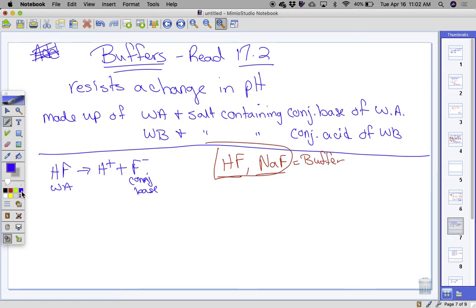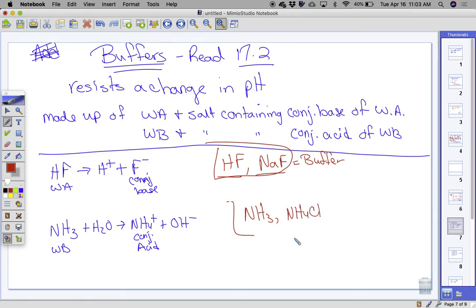All right, give me a weak base. NH3 is the most common one. Weak base, NH3. What is its conjugate? NH4 plus is its conjugate acid. So here's its conjugate acid. This is the weak base. So if I had a solution that contained NH3 and a salt containing its conjugate acid, so what would that be? I would have a buffer.